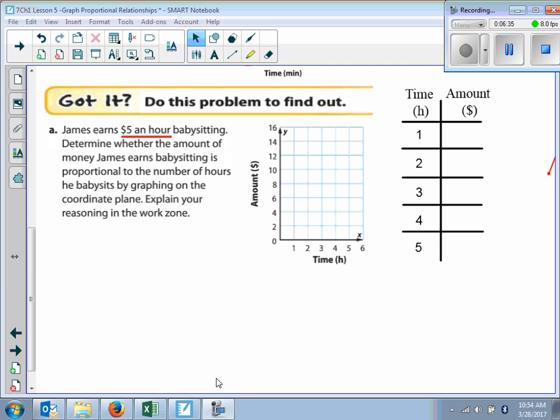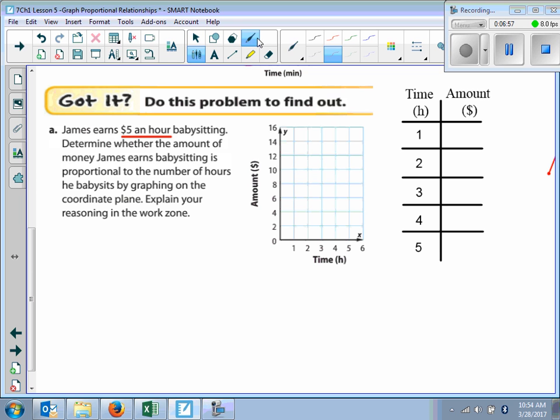So the first step is to make our table, right? So how do I fill the table? Well, we have to figure out what our equation is, right? Now, see what I underlined here in red? It says James earns $5 an hour, or $5 per hour. What operation is that? That is multiplication. Very good. So we're going to multiply in order to get the dollar amount, okay?